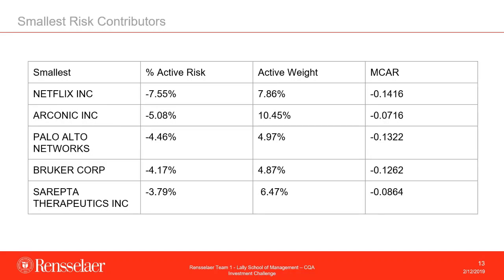Here's a chart for our smallest risk contributors. The percentage of active risk ranges from negative 3.79% to negative 7.55%. The smallest risk contributor is Netflix Inc., and as you can tell, the active weight was also 7.86% respectively.